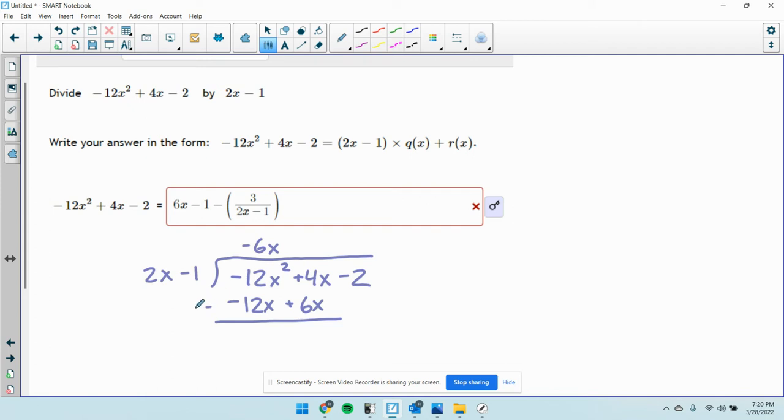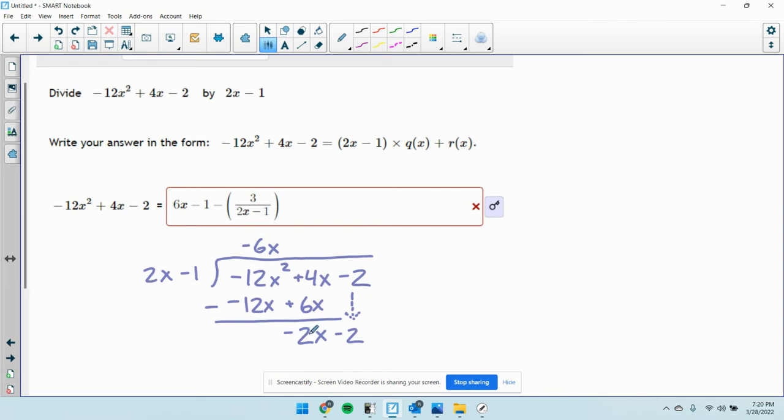So now I'm going to subtract these. I have nothing down here, no constants. So I have negative 12x squared minus negative 12x squared. They're going to cancel out. So boom, I don't have anything down below. Now I have 4x minus 6x, which is negative 2x. Now I can bring this thing down, and I have minus 2.